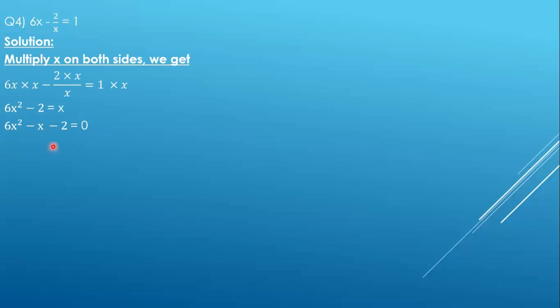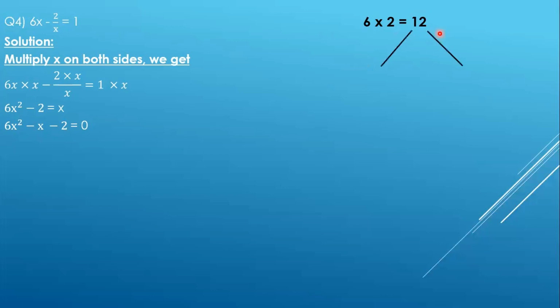Now we will solve this equation using the normal factorization method. So what we do, we take the coefficient of x square and the constant and multiply it. So we get 6 into 2, coefficient of x square and constant. So we get 6 into 2, which is 12. Next we will find the factors of 12.